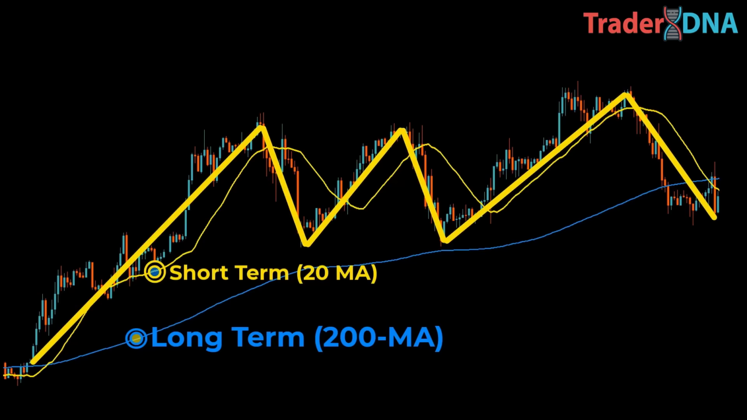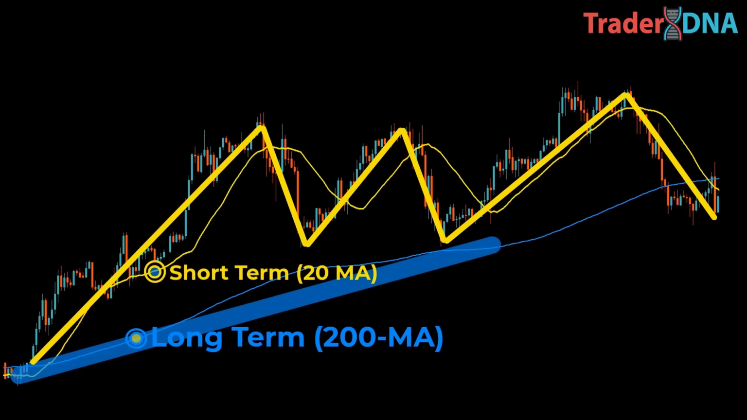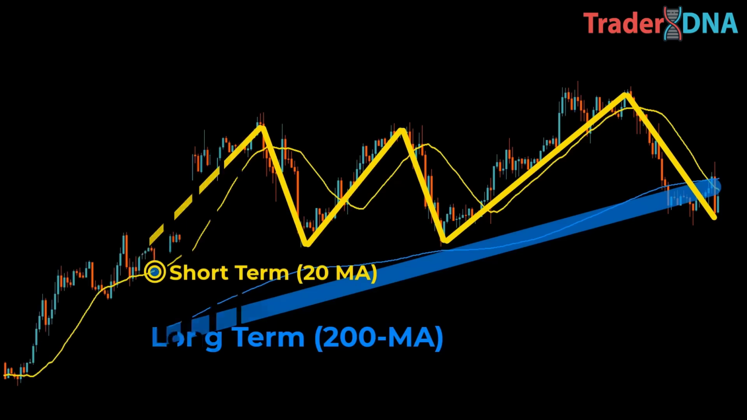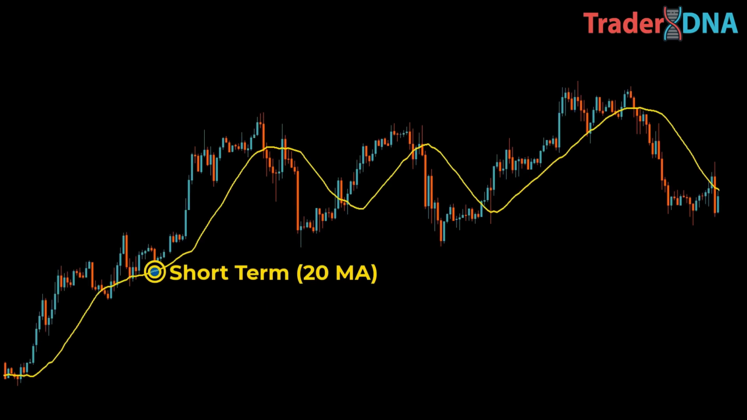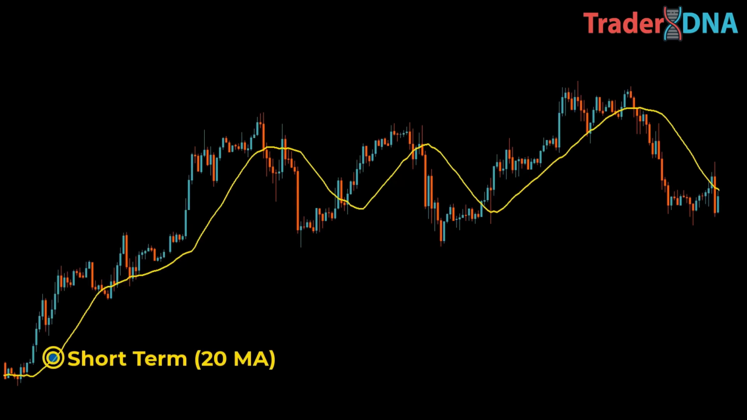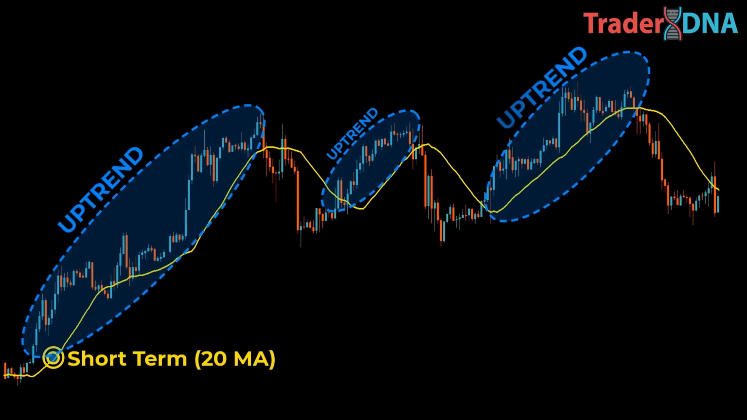On the other hand, the 200 period moving average is a long-term moving average, giving us insight into the long-term trend. Now, let's temporarily ignore the 200 period moving average and focus solely on the 20 period moving average. Looking at this, we can see that whenever the price was above the 20 period moving average, it was in an uptrend, suggesting that we should be looking for buying opportunities.